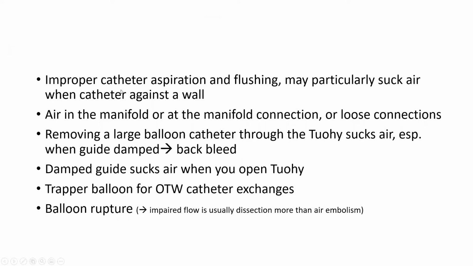I want you to know, how does air embolism happen? In a diagnostic case such as this one, it happens from improper catheter aspiration and flushing. You may particularly suck air when the catheter is against the wall, even temporarily against the wall. You suck air as you're aspirating. Some of the air will remain in the catheter. Another possibility is that there was air in the manifold and in the tubing, and that was not flushed properly, especially air formation at the connections, at the stopcock connections, or you have loose connections that are sucking air. Those are in pure diagnostic cases.